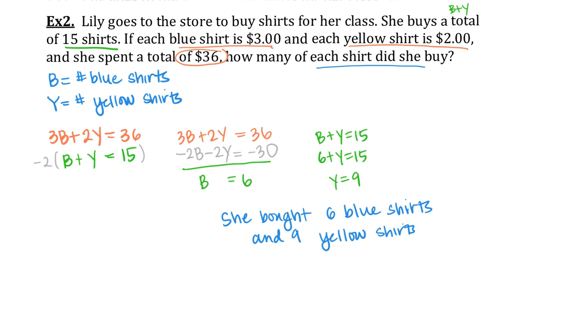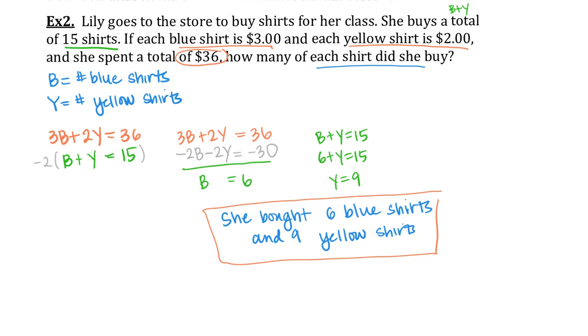Now in this case, again, positive answers make sense. If I had gotten a decimal like 1.5 blue shirts, I would have also thought I made a mistake because that wouldn't make sense. If I go back and read it, she bought a total of 15 shirts. So 6 plus 9 makes a total of 15. And I could double check that the price is correct as well.